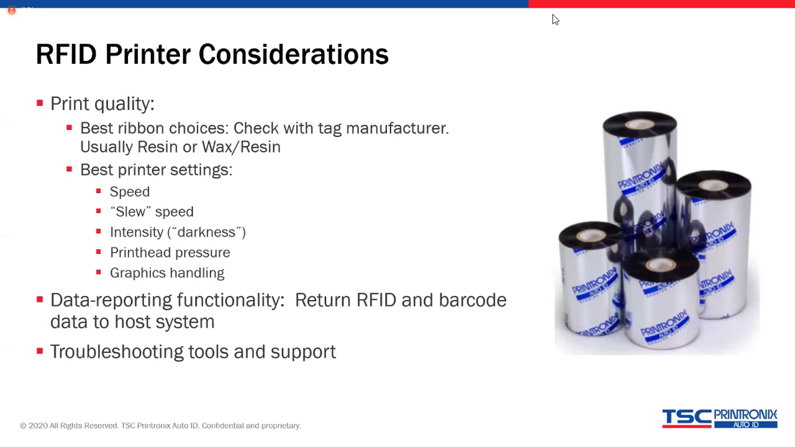Getting into print quality, which is a pretty big issue with these on-metal tags. The best starting point here is to choose the proper ribbon. Check with the tag manufacturer and even the printer manufacturer. We've all done tests. We've tried different ribbons, and we have all found that usually a resin or wax resin ribbon will give the best print quality with these on-metal tags.